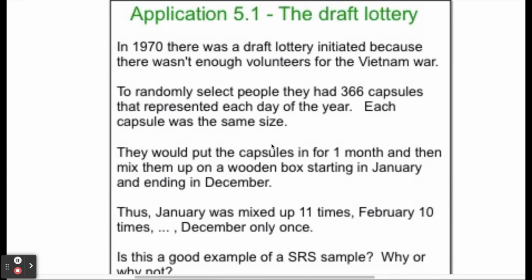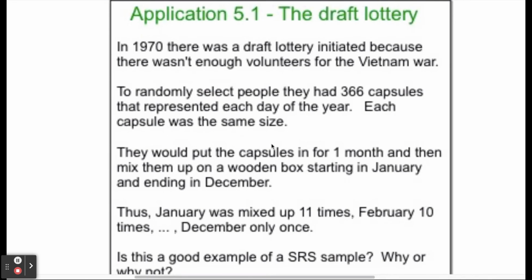You've probably been made aware in your history classes that back during the Vietnam War, we didn't have enough volunteers, and so there had to be a draft lottery initiated. And again, they were trying to make this as fair as possible. And so what they did was they randomly selected people by having 366 capsules. I know there's 365 days in a year, but remember every fourth year we do have a February 29th. So that would be the 366th day.